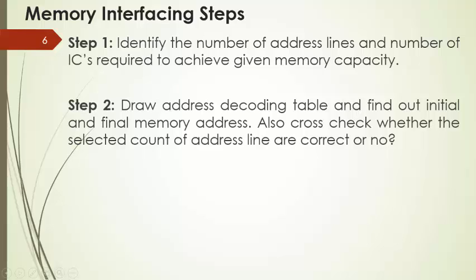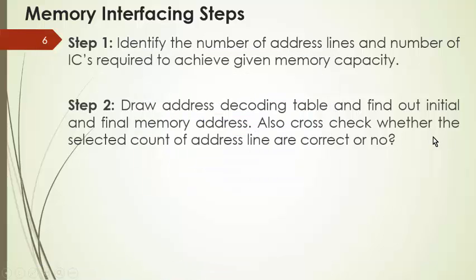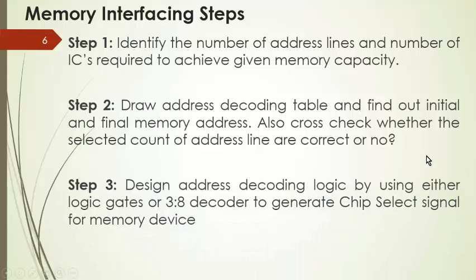In the second step you have to draw the address decoding table, and you have to find the initial and final memory addresses, and also you have to cross check whether the selected count of address lines is correct or not. So here you have to draw the address decoding table, and depending on the address given in the question, you have to write the address in binary format, and find the initial and final address in such a way that it fulfills the given memory capacity.